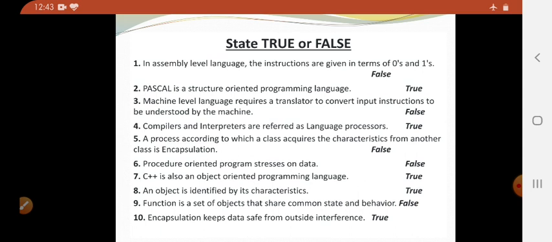C++ is also an object oriented programming language. It's true. An object is identified by its characteristics. This is also true. Then, function is a set of objects that share common states and behavior. No, the answer will be class. Class is a set of objects that share common states and behavior, not function. Then, encapsulation keeps data safe from outside interference. Yes, this is right.